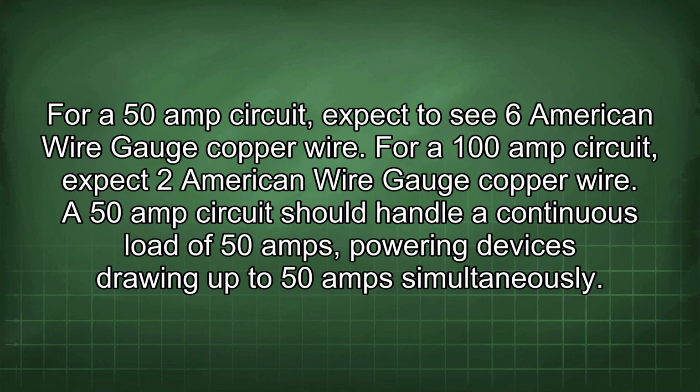For a 50 amp circuit, expect to see 6 American wire gauge copper wire. For a 100 amp circuit, expect 2 American wire gauge copper wire. A 50 amp circuit should handle a continuous load of 50 amps, powering devices drawing up to 50 amps simultaneously.